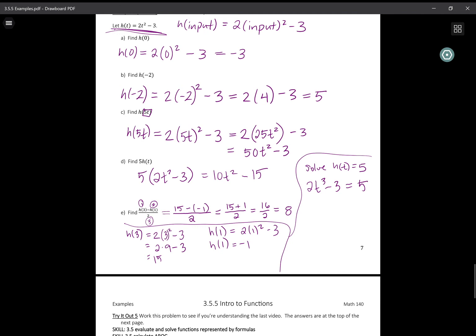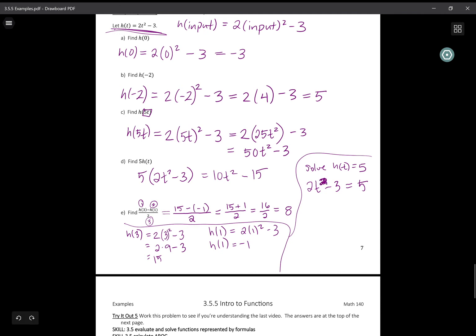So again, that distinction between when am I messing with my input, when am I messing with my output. 5 times h of t said multiply your output by 5. H of t equals 5 says set your output equal to 5. So we would then solve this equation. Sorry, I don't know why that turned into a cubed.